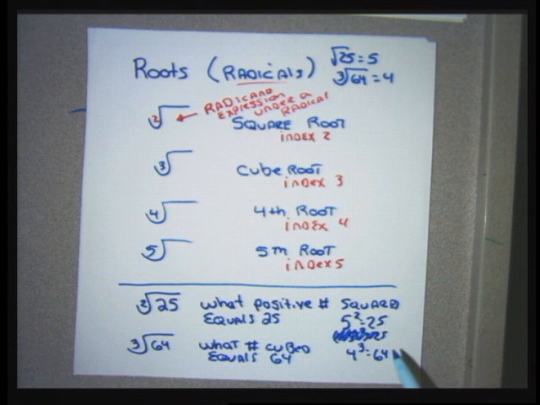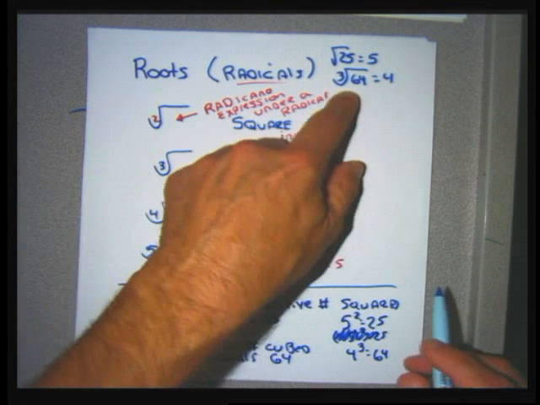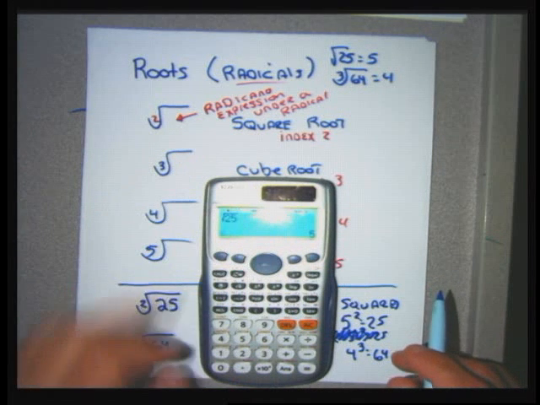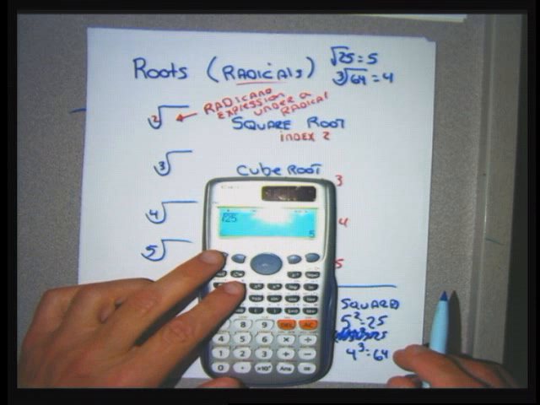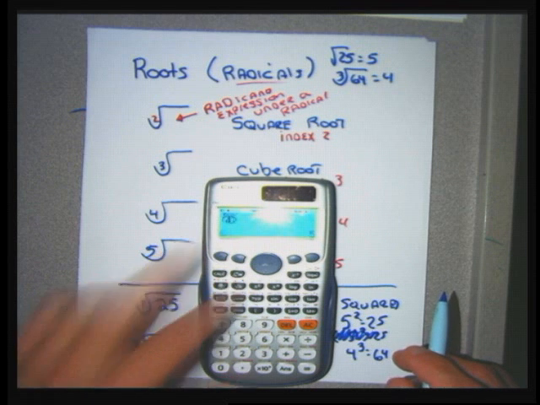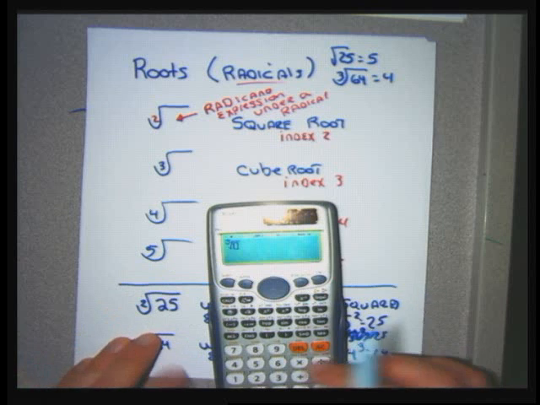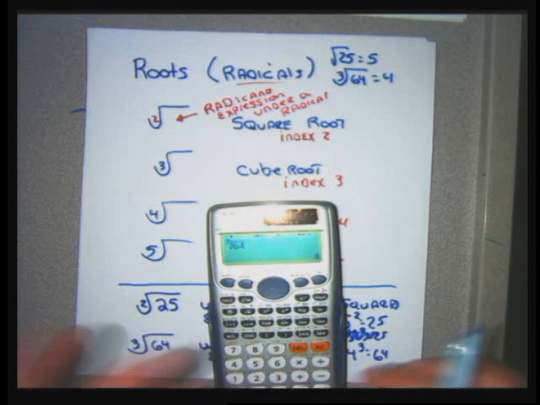My calculator has a built-in cube root feature, and to figure that out, if I didn't know it in my head, I'd yank my calculator out. I'd hit shift and square root, and when you hit shift and square root, it gives you a cube root symbol, and then I would type the number 64, and my calculator will tell me that it's equal to 4.